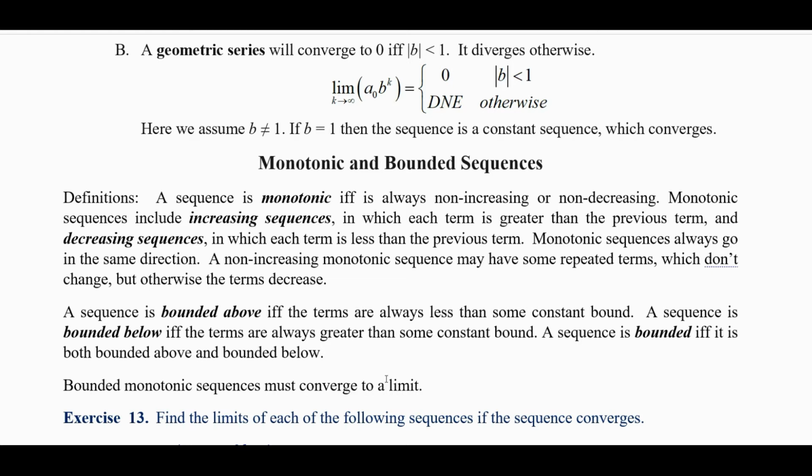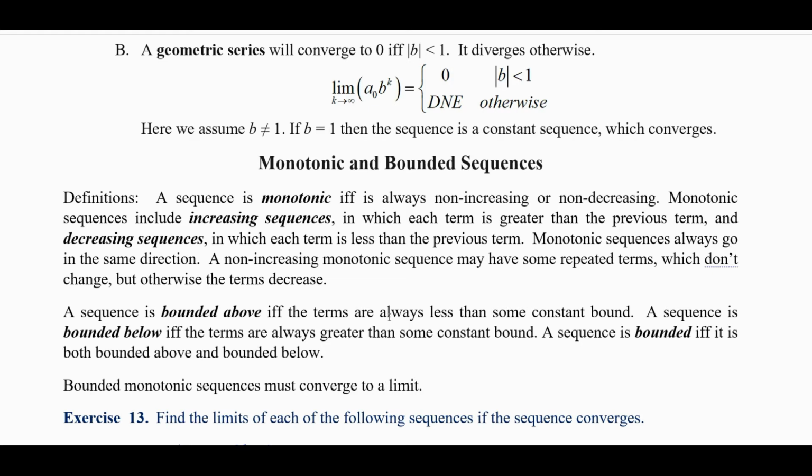A sequence is bounded above if and only if the terms are always less than some constant, which we call the bound. A sequence is bounded below if and only if the terms are always greater than some bound, and a sequence is bounded if and only if it is both bounded above and bounded below. And bounded monotonic sequences must converge. You can have some that don't converge that are bounded, but they're not monotonic. You can have some that are monotonic but are not bounded, and they might not converge. But if it's both bounded and monotonic, it's got to converge.